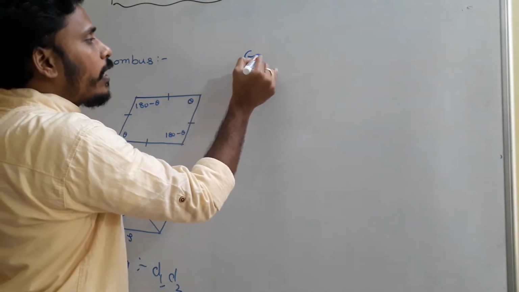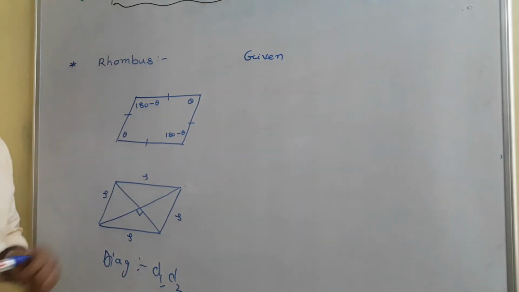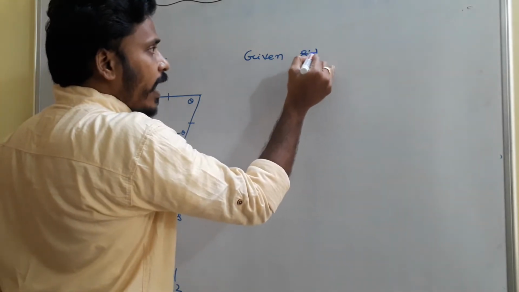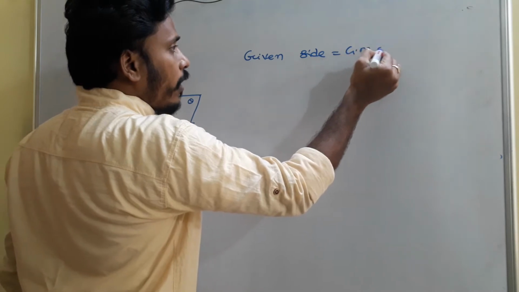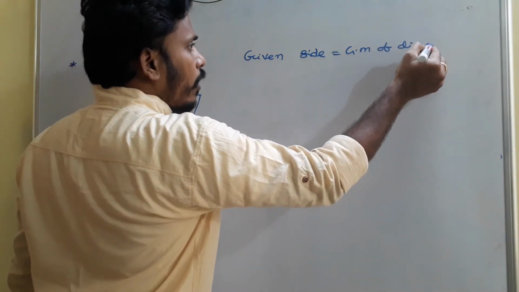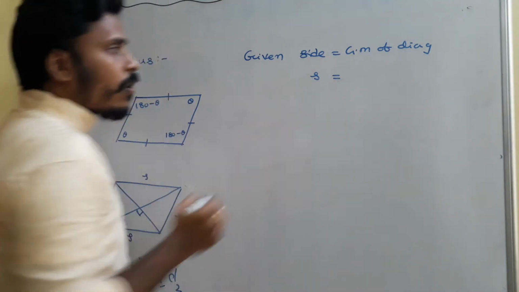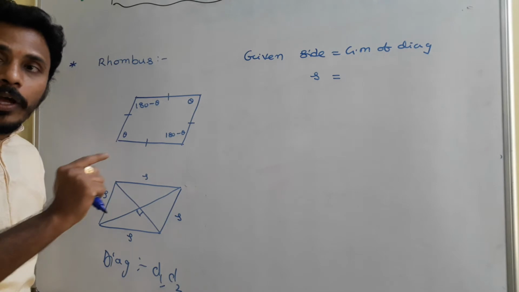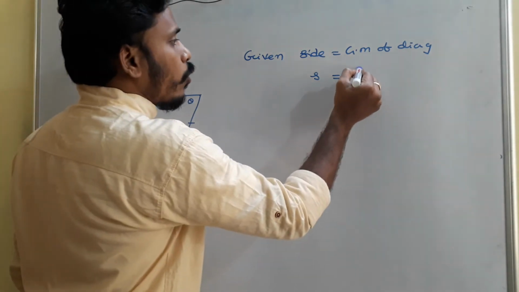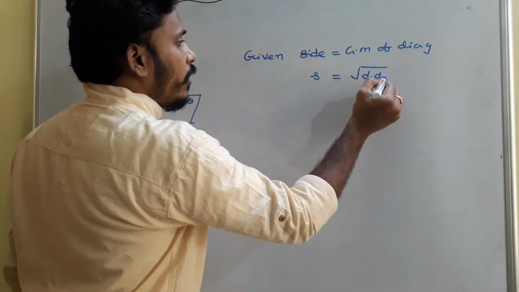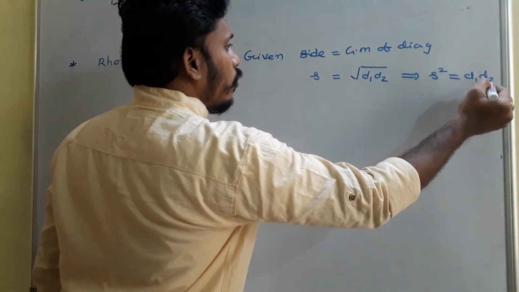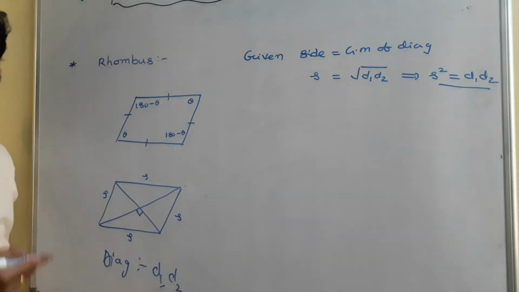And what is given in the problem? It is given that the side is the geometric mean of its diagonals. The side is nothing but S. And the geometric mean of two numbers is nothing but the square root of their product. So S equals root of D1 D2. If you square both sides, S square equals D1 D2 is the relation between the side and the diagonals which is given.